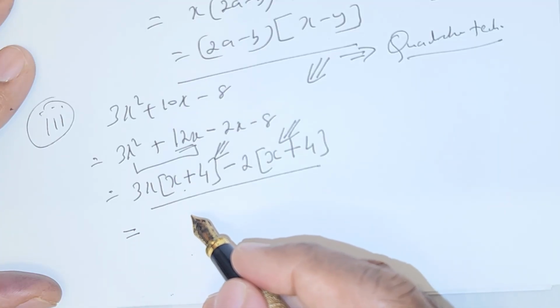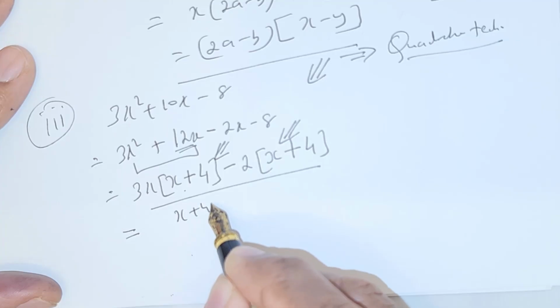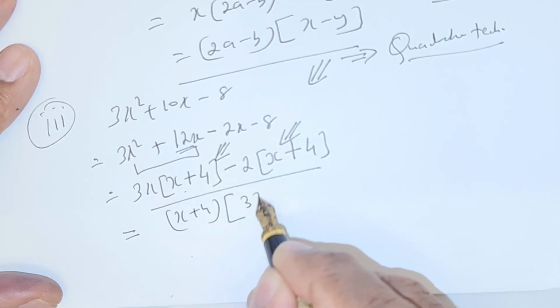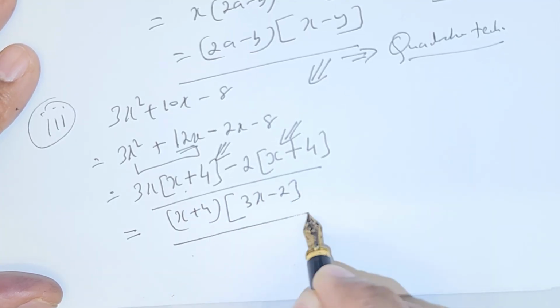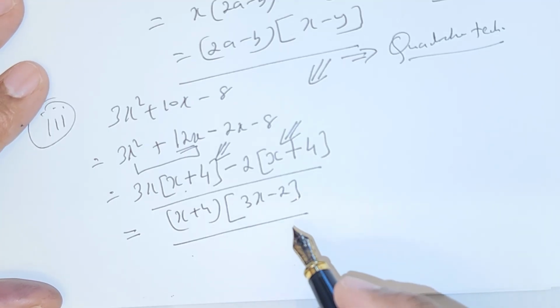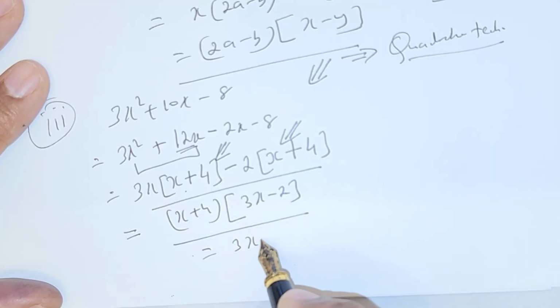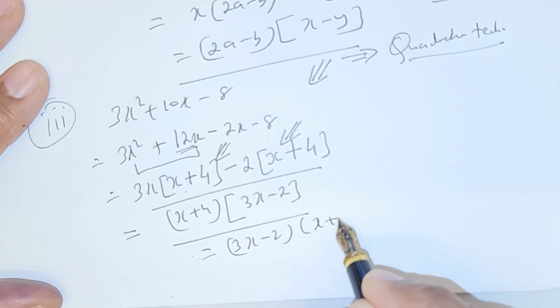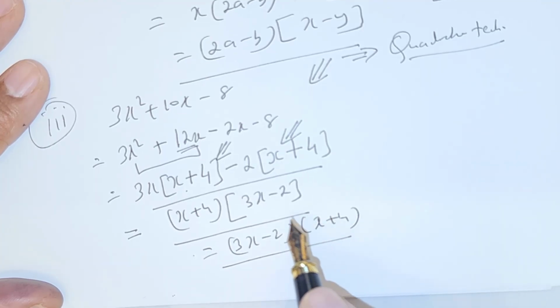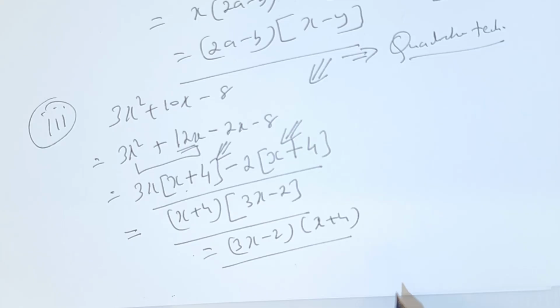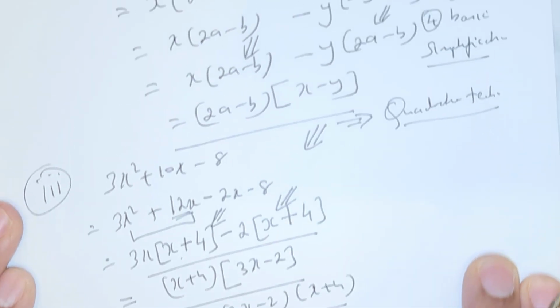Okay, so having mentioned that, we can take (x + 4) out. If you take (x + 4) out, you will get (3x - 2). So this is the factored form. You can either write it like this, or you can write it as (3x - 2)(x + 4). So either this or this. That is the conclusion for this question. So we have completed that. Now we will move on to question number 3.